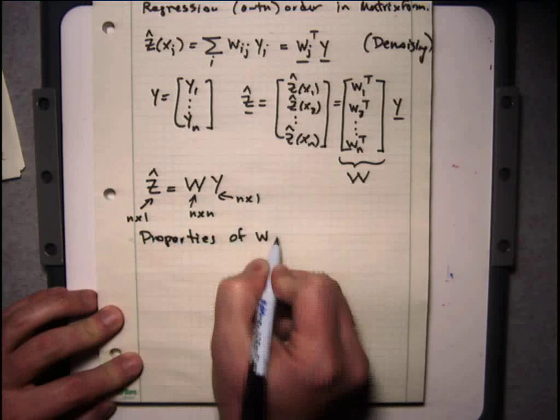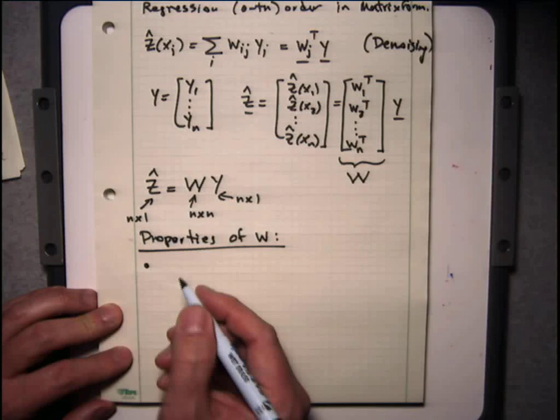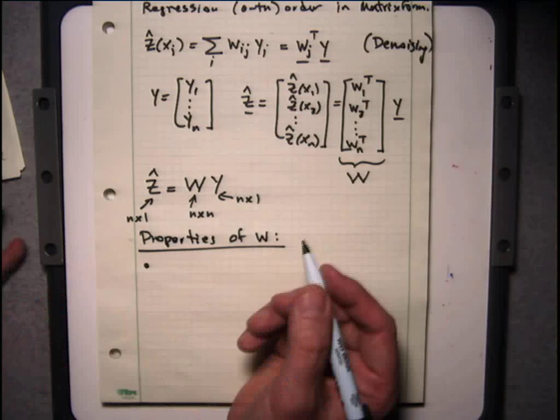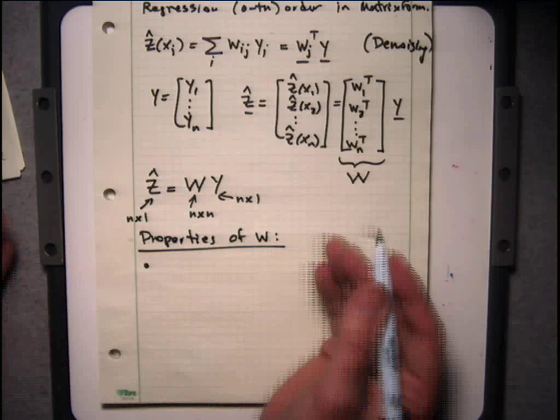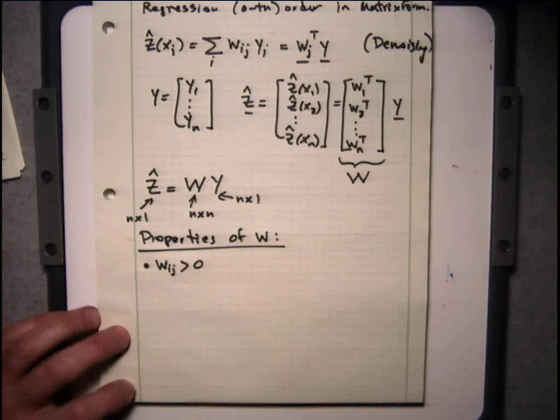Properties of W. Well, first of all, each element is positive. We already know that. We're doing zeroth order, and we're picking a kernel that's positive. So W_ij is strictly bigger than 0.